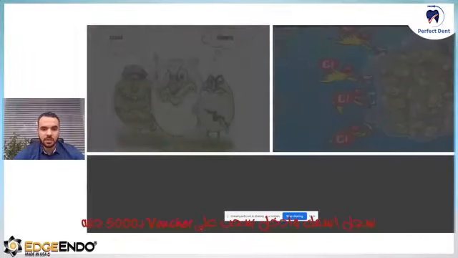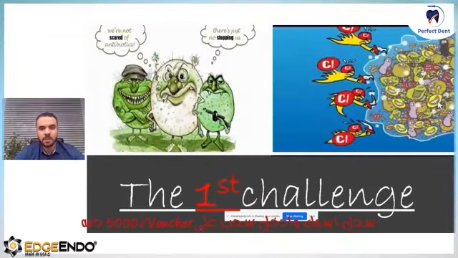First, the challenge is the microbial content in the complex of the root canal system. The bacteria are not only in the canal, they are on the canal walls, and the bacteria have two forms: the planktonic form, which is easy to remove by irrigation, and another aggressive form called the bacterial biofilm.